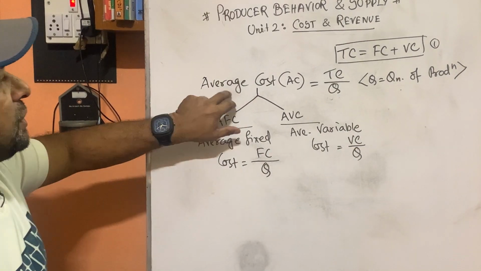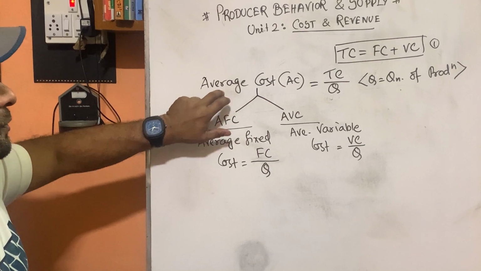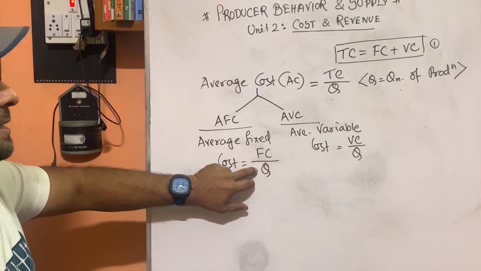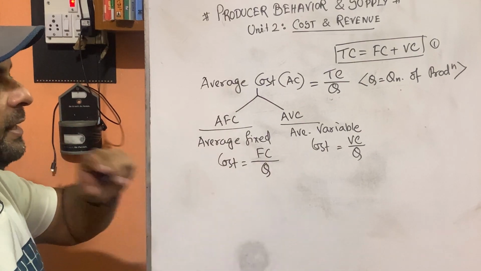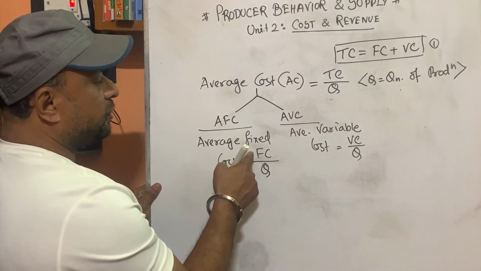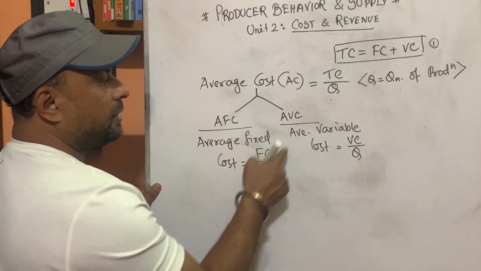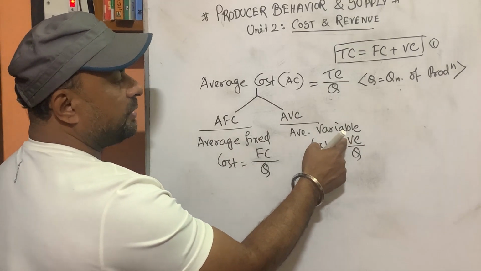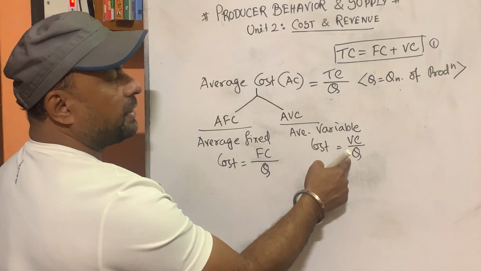So in any kind of average in economics, we have to divide it by quantity, whatever the quantity is, production, labor, or whatever it is. So average fixed cost is the ratio between fixed cost and quantity of output. Average variable cost is the ratio between variable cost and quantity of output.